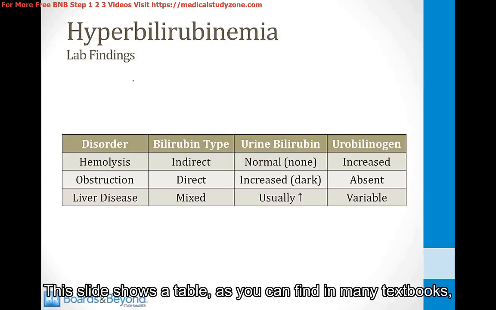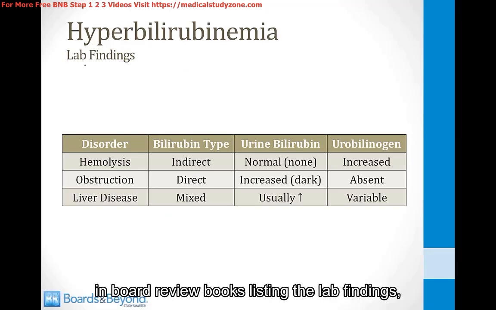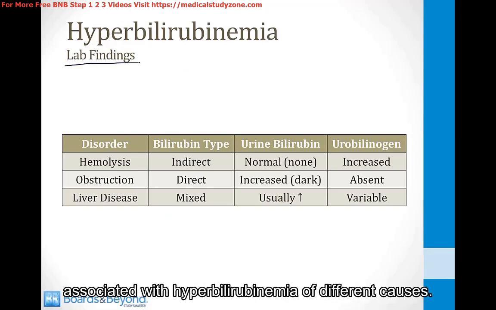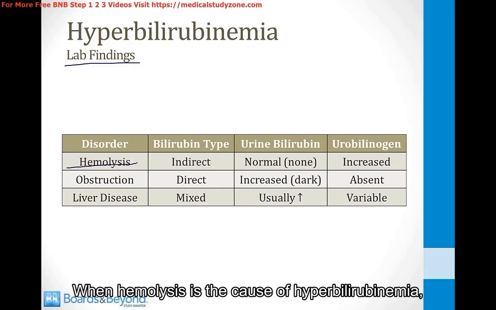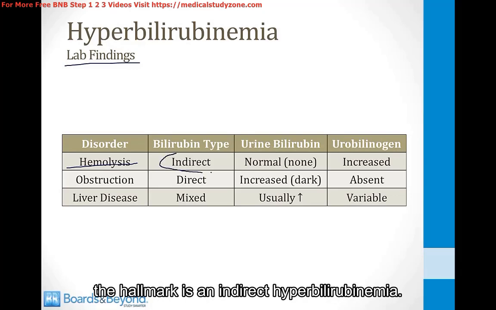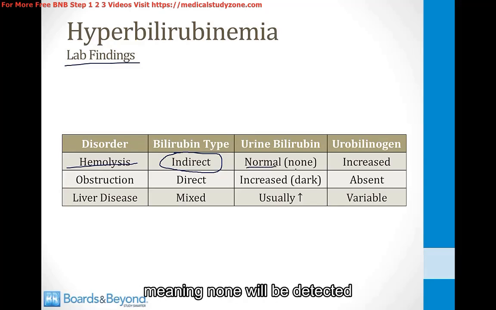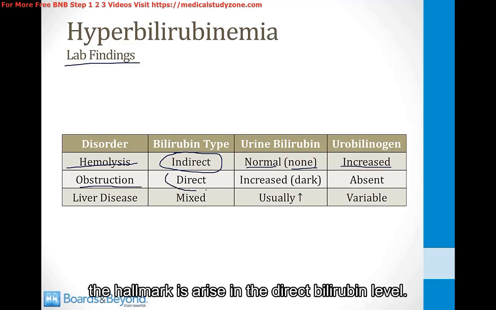This slide shows a table, as you can find in many textbooks and board review books, listing the lab findings associated with hyperbilirubinemia of different causes. When hemolysis is the cause of hyperbilirubinemia, the hallmark is an indirect hyperbilirubinemia. The urine bilirubin level will be normal, meaning none will be detected, and the urobilinogen level will be increased, as I described previously.